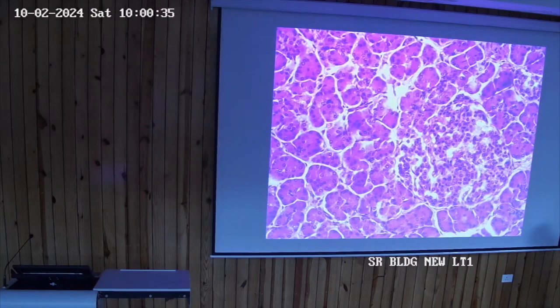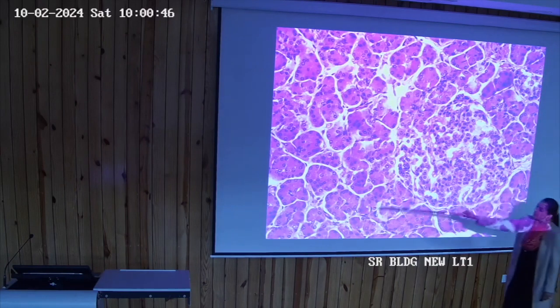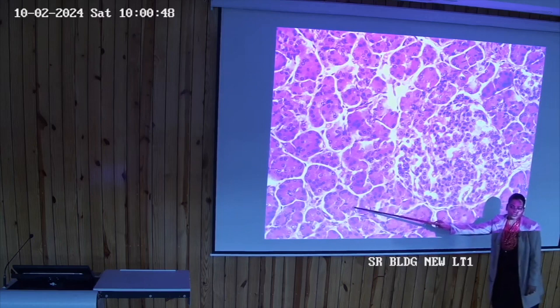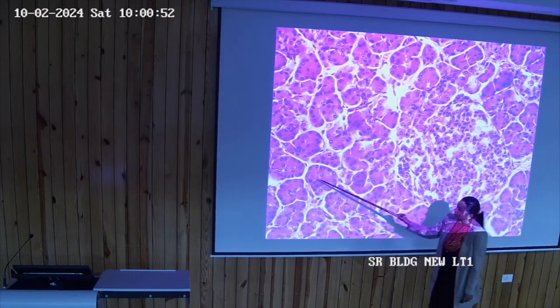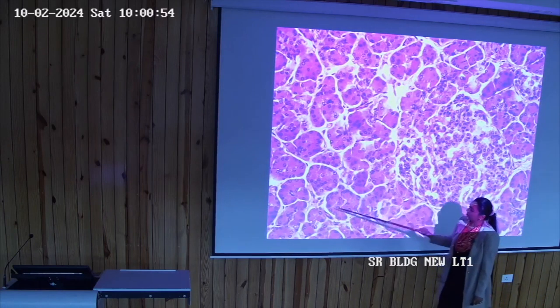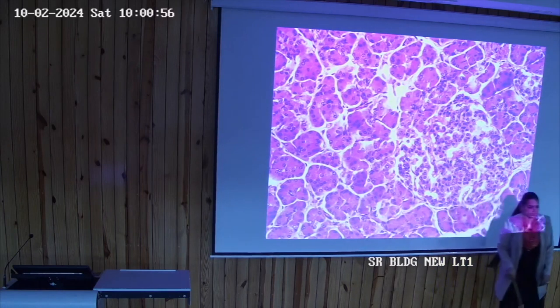Now which slide is this? Pancreas. What is this in pancreas? These are exocrine part represented by... this is the nucleus, and here these are centroacinar cells, so these are serous acini.